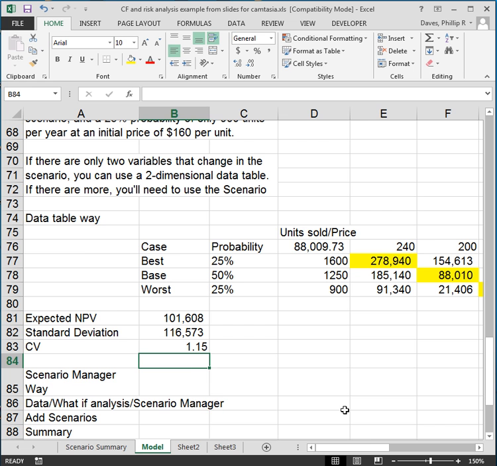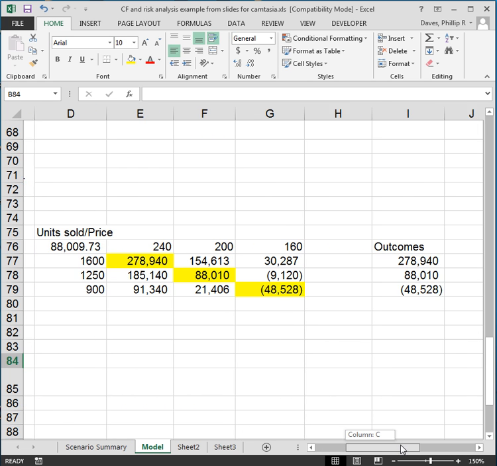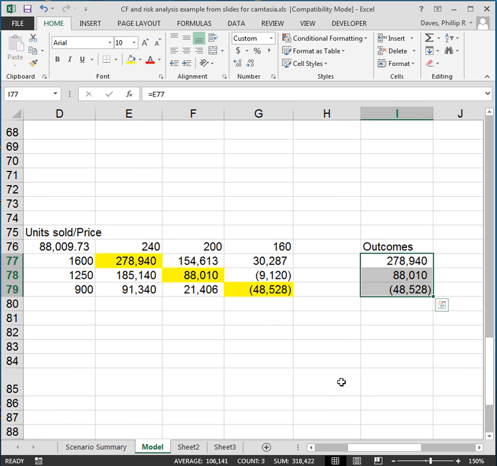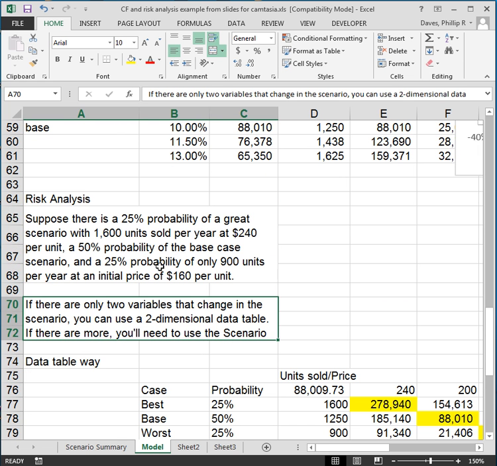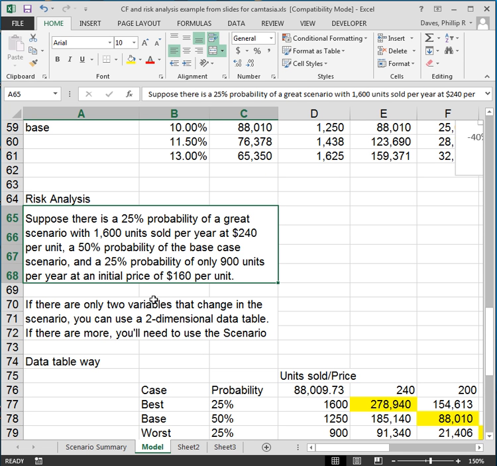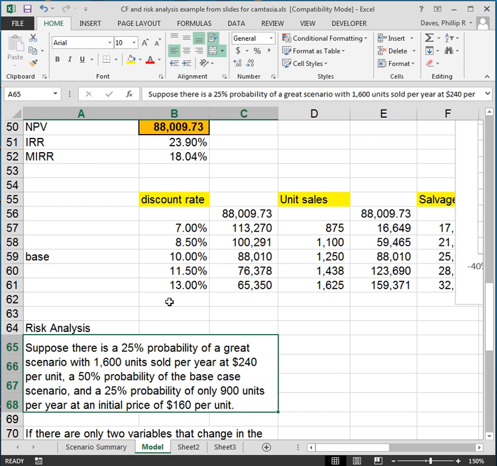The scenario manager is perhaps a better way of coming up with these outcomes when you have lots of variables that are changing. And to make life easy for us, we're only changing two variables, right? We're changing the units sold, and we're changing the selling price, and we're looking at the NPV.